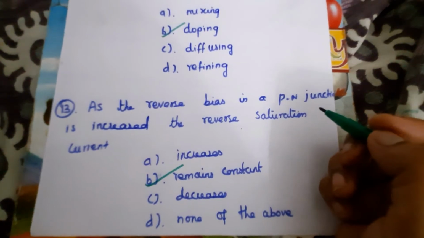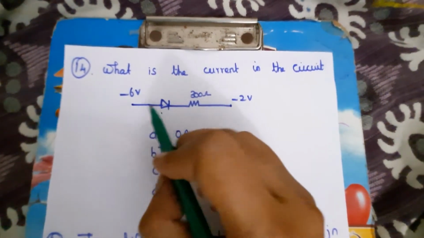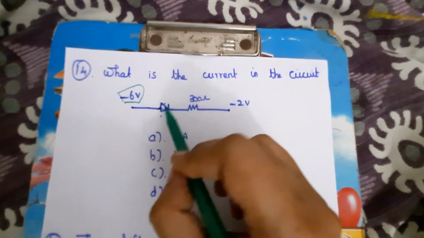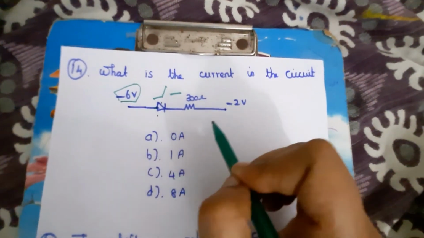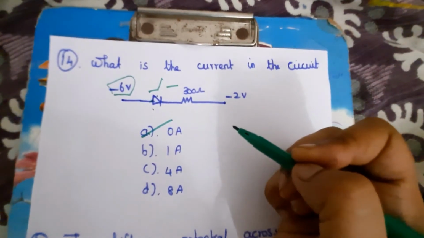B is the answer. 14th question, this diode is reverse biased. So this minus 6 volt is given to this positive. So this is reverse biased, and this acts as an open switch. So there is no current flow. So here the answer is A, 0 amps.